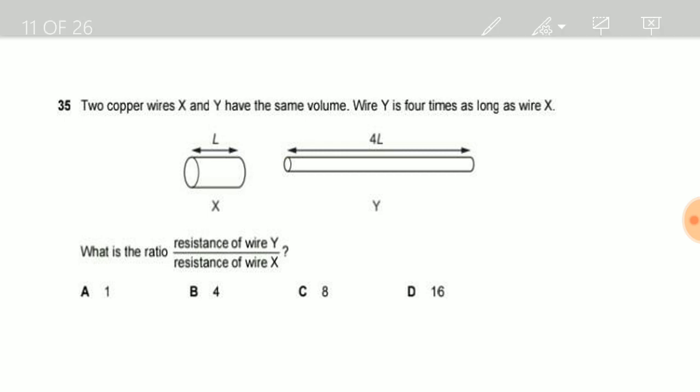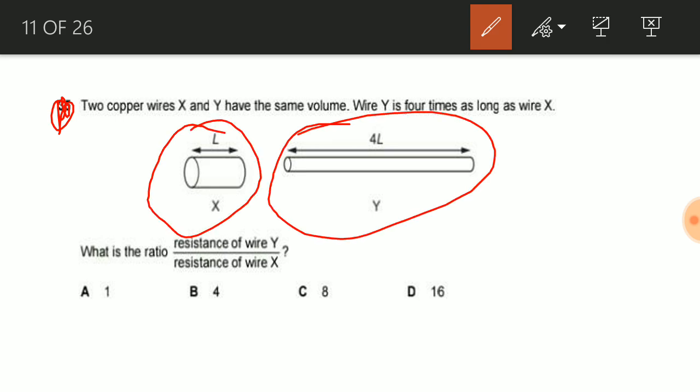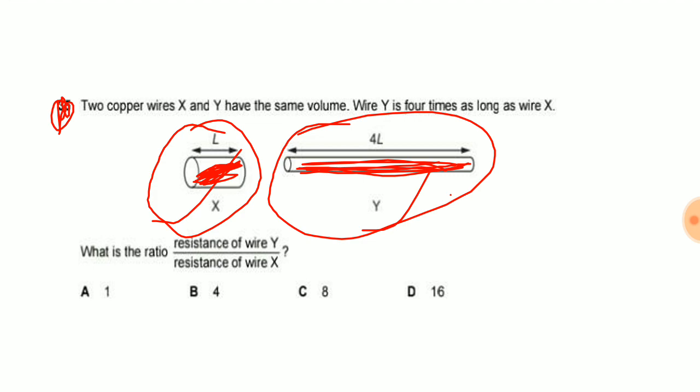Now let us see this question. This is also an important question. In this question we are provided two copper wires X and Y. The volume of wire X and volume of wire Y are the same. The length of the second wire is 4 times the length of the first wire. Now our task is to find the ratio of resistance of Y divided by resistance of X.